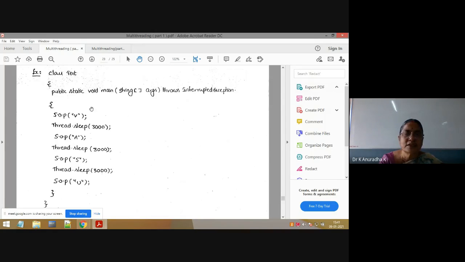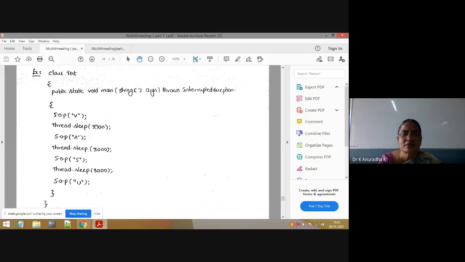Inside this one thread I am writing System.out.println. After execution of this statement, it is now in the running state, no? Our main thread is in the running state. After execution of this statement, the main thread wants to take some time to rest.